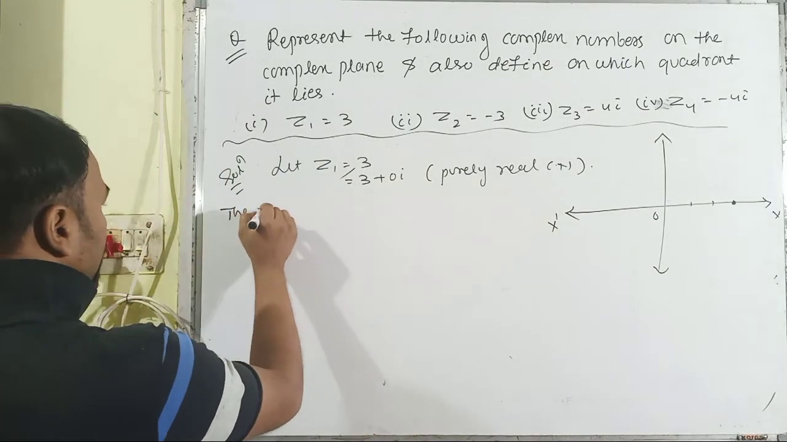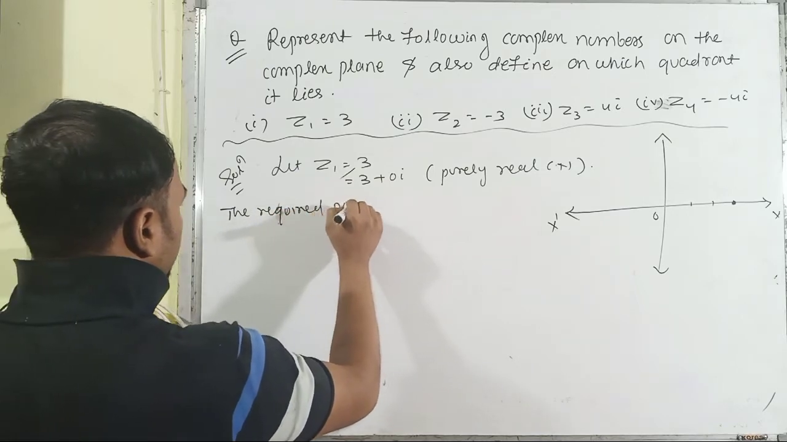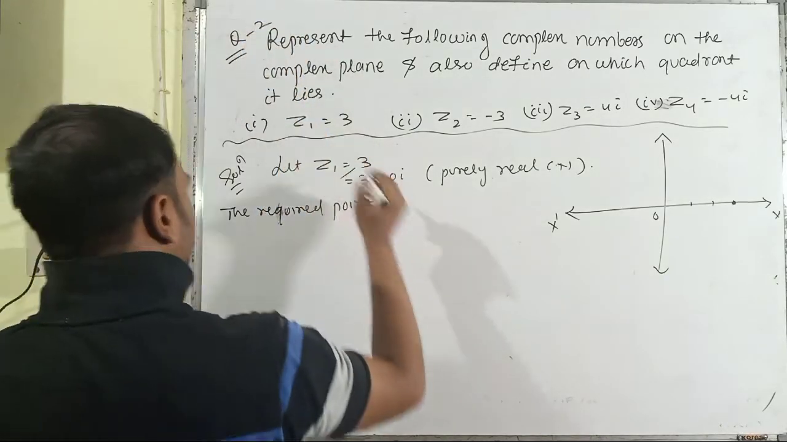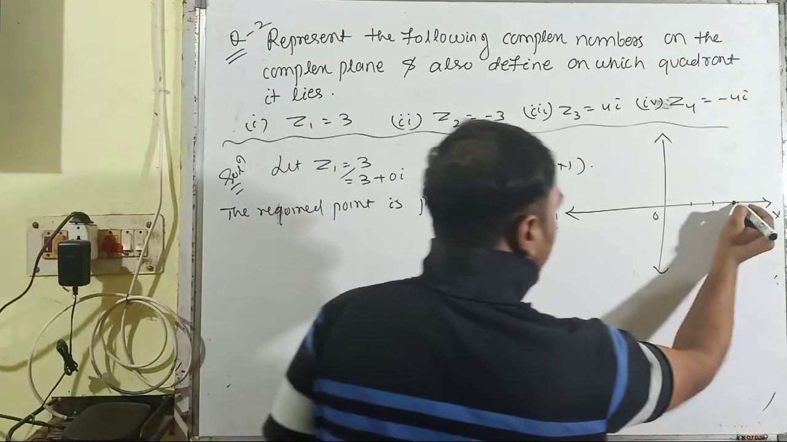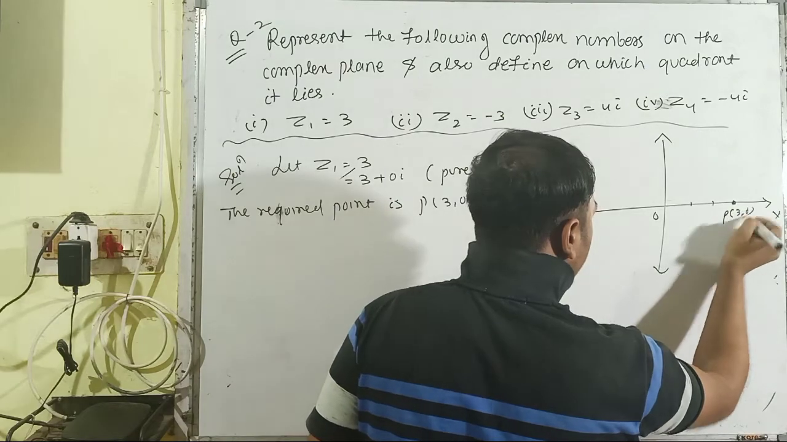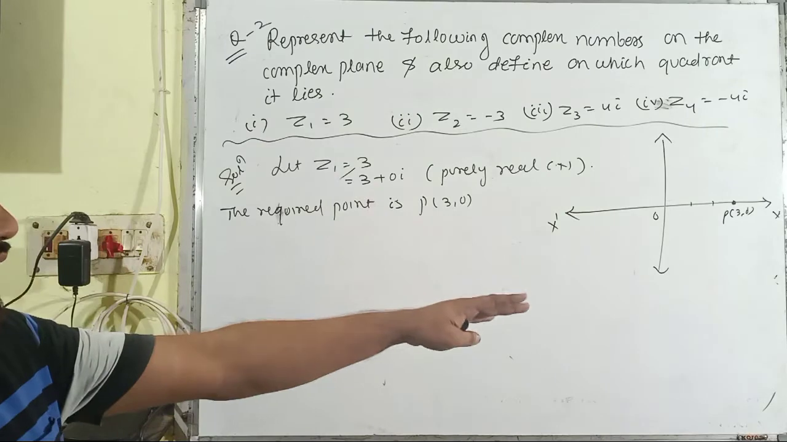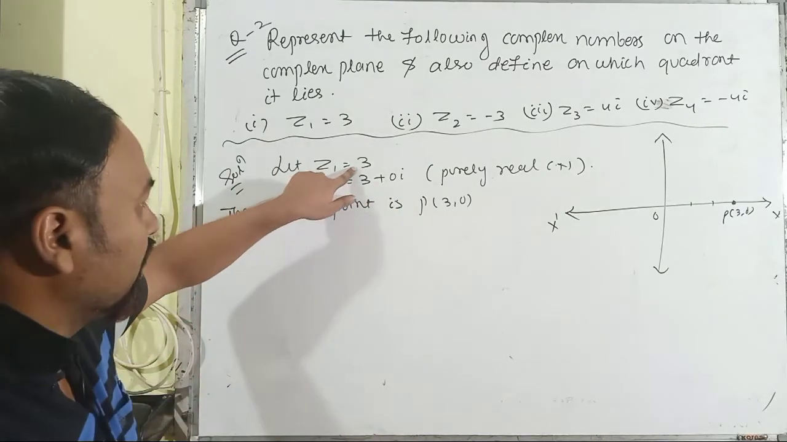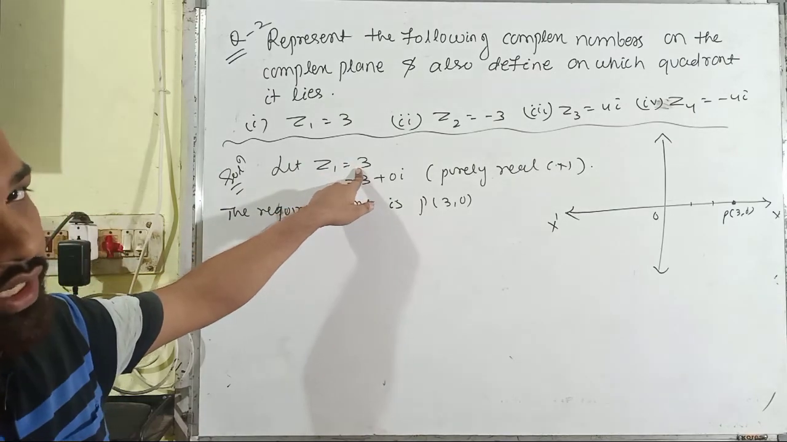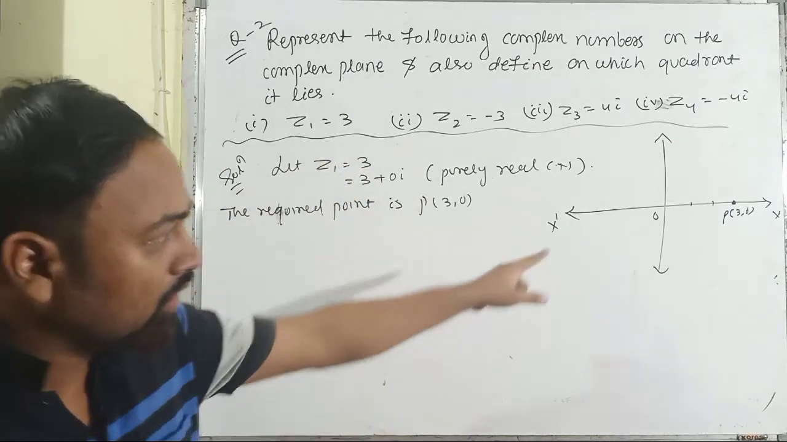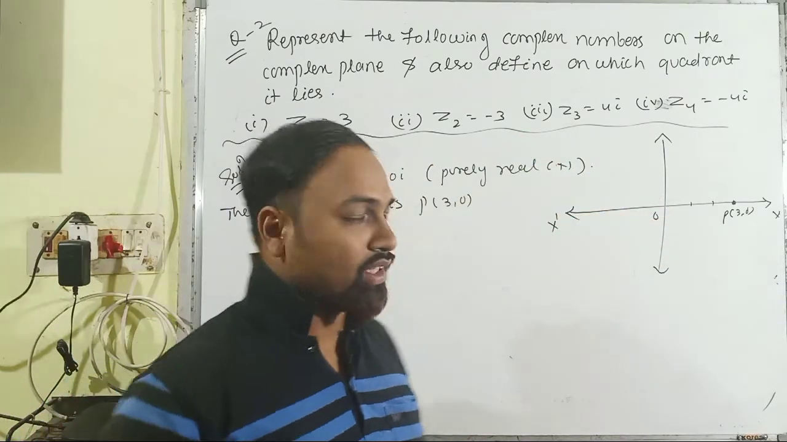The required point, it is the question number 2. Point is P(3, 0), and here it is P(3, 0). As it is a purely real complex number, it will lie on the x-axis, but you have to verify whether this purely real complex number carries a positive sign or a negative sign. If it is positive, then it will lie in the positive direction of the x-axis.